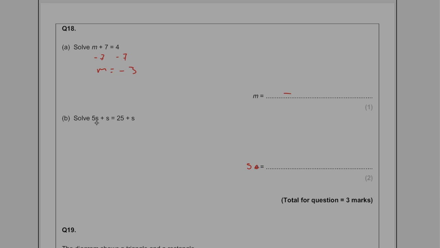So solve 5s plus s is equal to 25 plus s. I guess I should tidy that side up first of all. Is equal to 25 plus s. And then minus s from both sides.